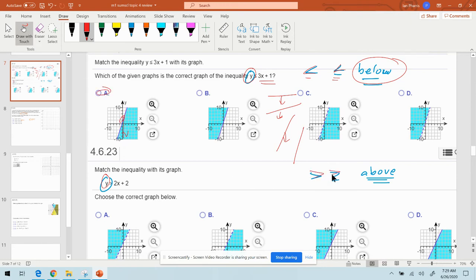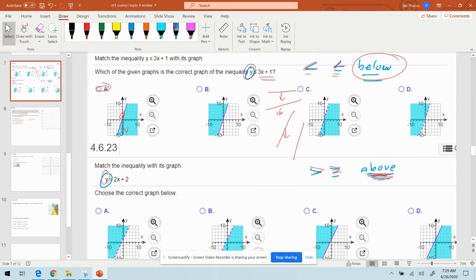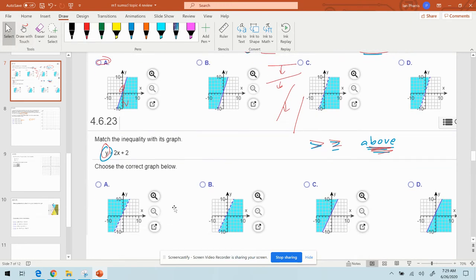Conversely, greater than or greater than or equal to is always above the line. So let's see here. Greater than 2x plus 2, greater than. Oh, by the way, forgot to mention, if it has the equal sign, that means it's solid. If it doesn't have the equal sign, that means it's dotted. So greater than 2x plus 2 must be this one. Okay, let's go on to the next one.